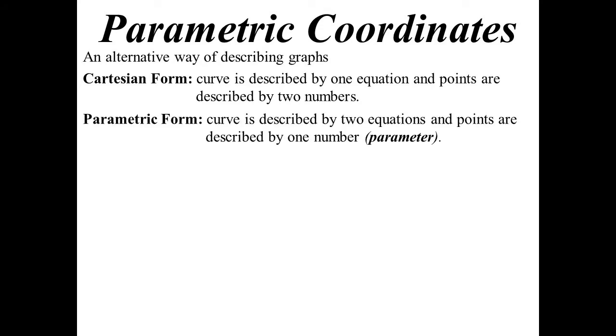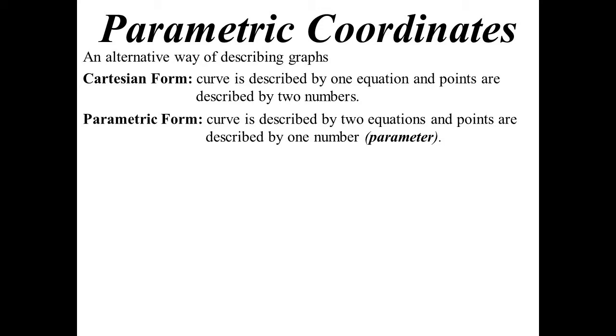Parametric, meaning pair of measures, is the other way around. We describe the curve with two equations. So we have a pair of measures, and our points then are just described by one number. So if we wanted to get the actual coordinates of the point, we'd sub that same number into both of the two equations. And we come up with it.